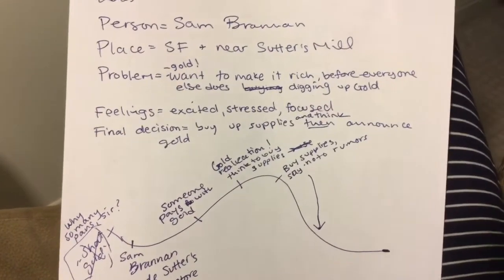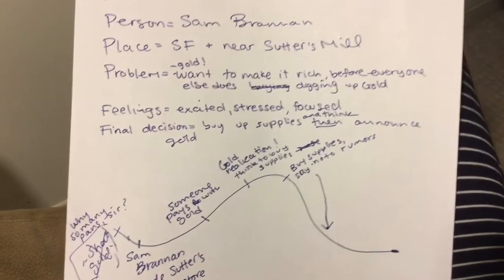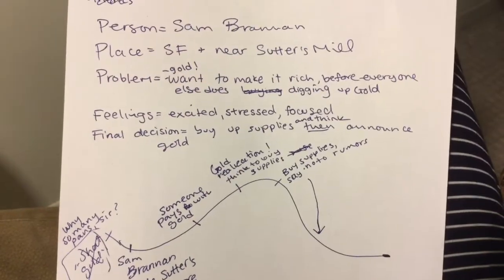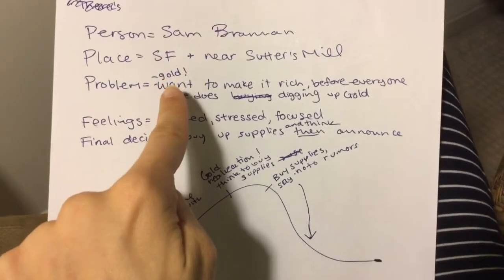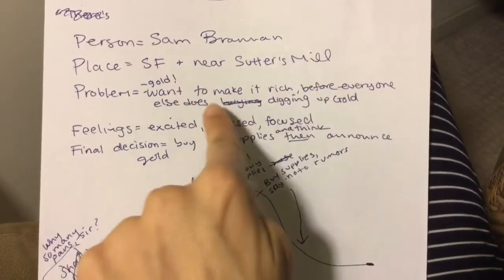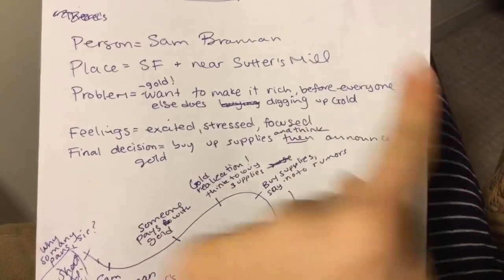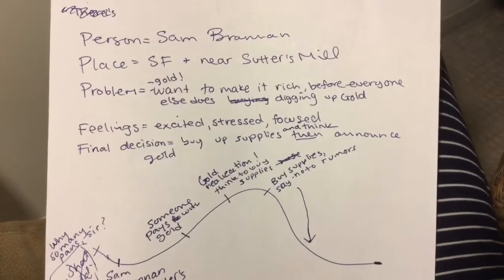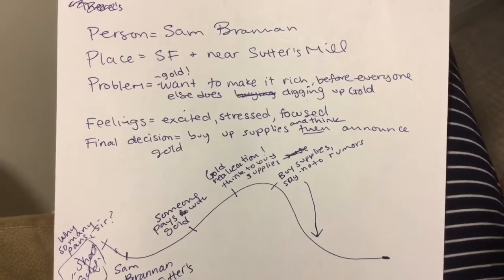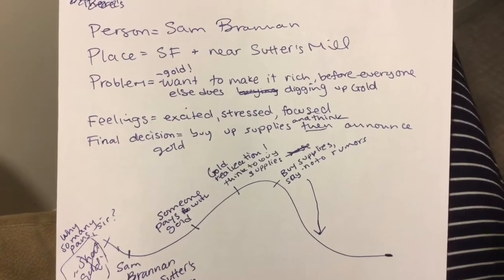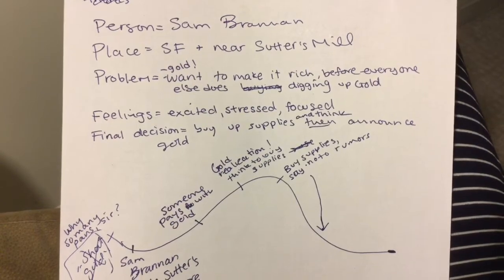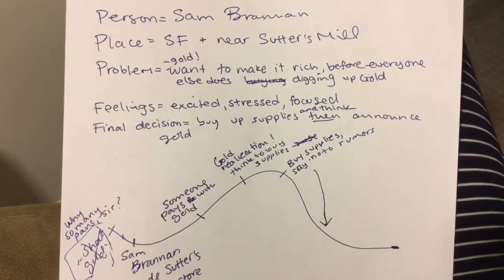What is his problem? I mean, he made it rich. So what kind of problem does he have? Well, I had to think about it for a second, but I thought, there is gold. He's realized it, and he wants to make it rich before everyone else does by digging up gold. So I realized his problem was, holy cow, I just realized there's gold and everyone's going to make it rich. And my problem, meaning his problem, is how can I do it before them? How can I beat him?